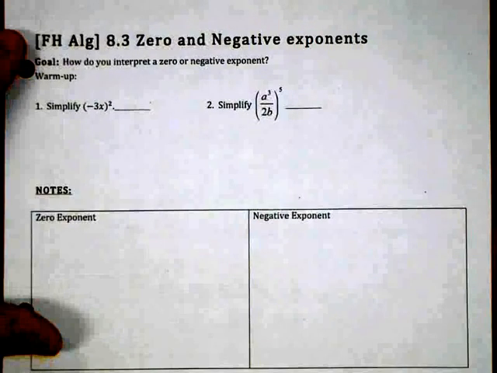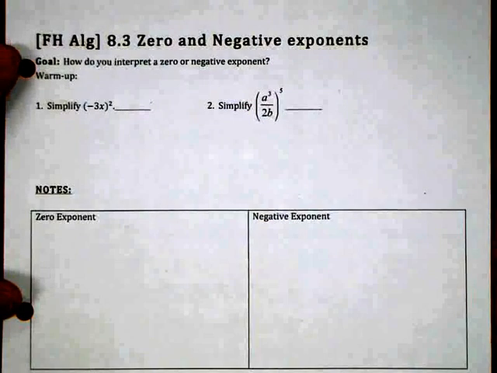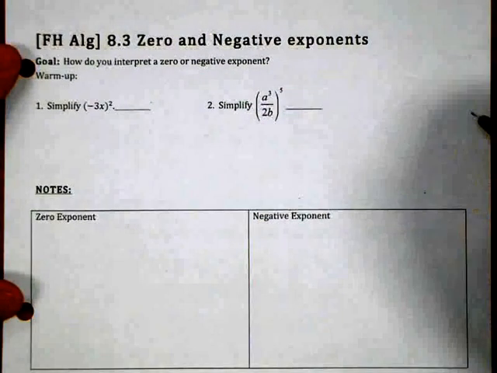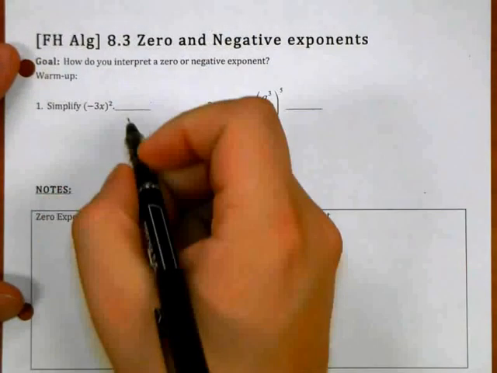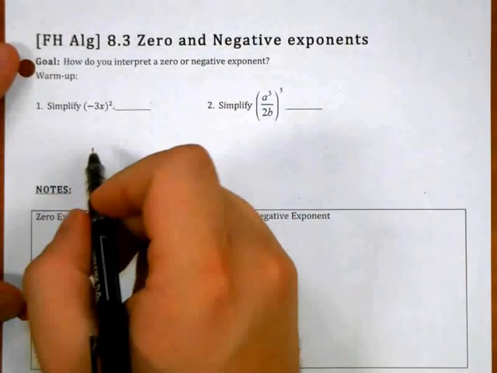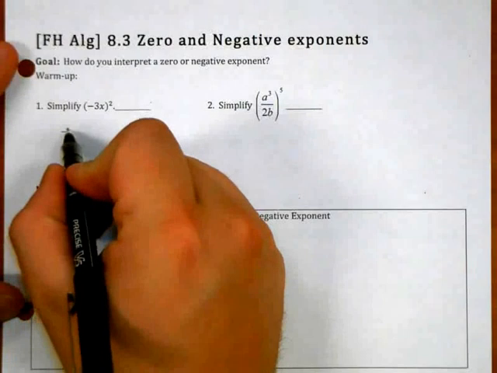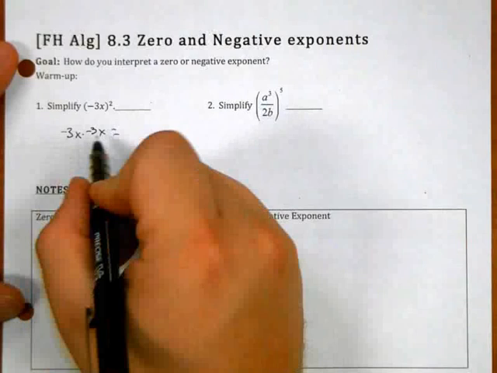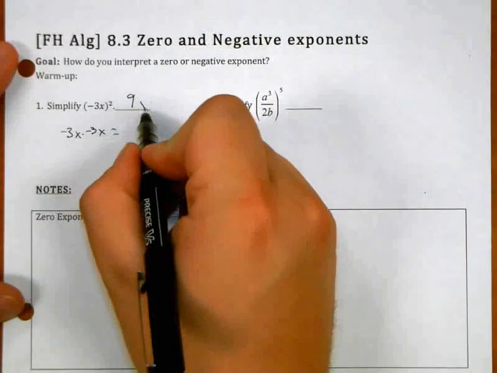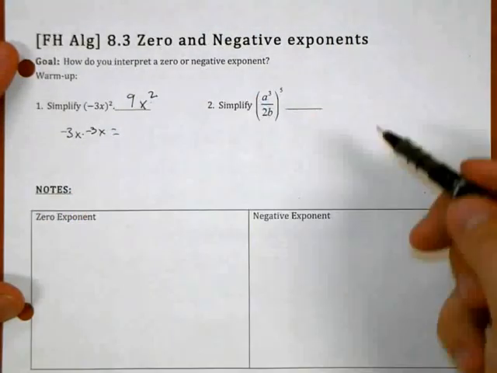Today we're going to talk about, from section 8.3 in our textbooks, 0 and negative exponents. So we had a quick warm-up here, simplifying an expression. Note that something squared is just that times itself. Negative 3 times negative 3 is 9. X times x is x squared.